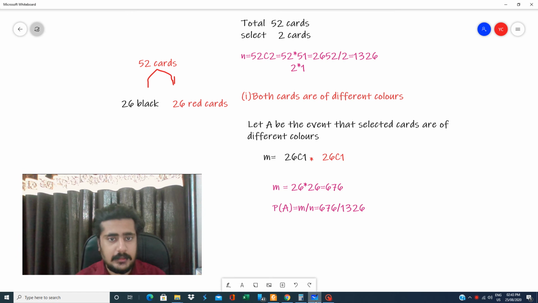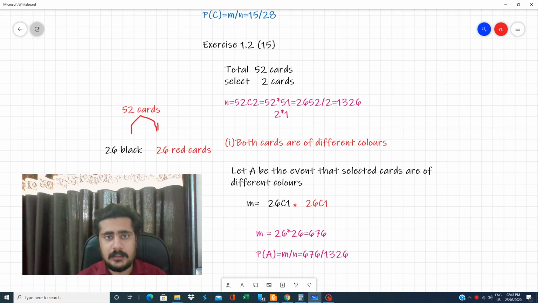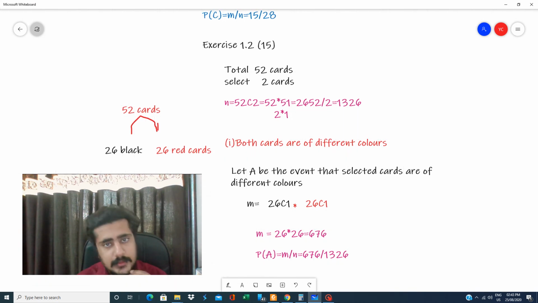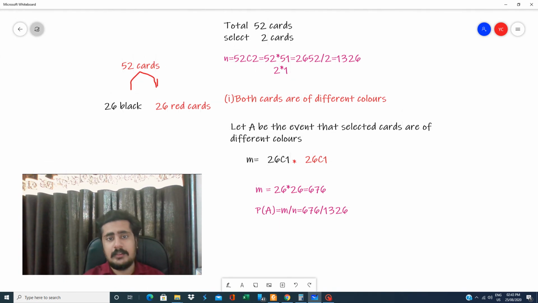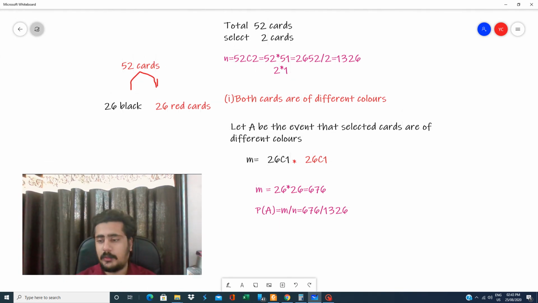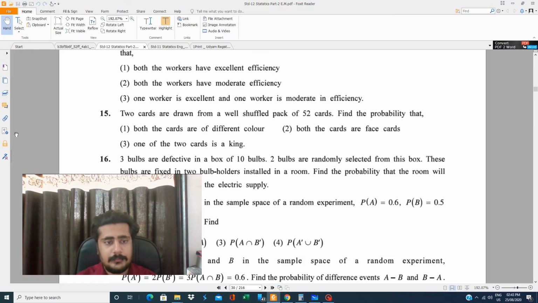So far, in the last lecture, we have started the 15th sum of exercise 1.2, and I have solved one subquestion from that particular question. So, let us finish that sum. I told you on that day, if you can finish, you can finish it. Otherwise, I will be doing it in the lecture. Again, I'm reading the question.